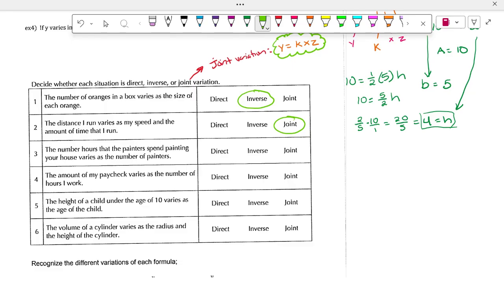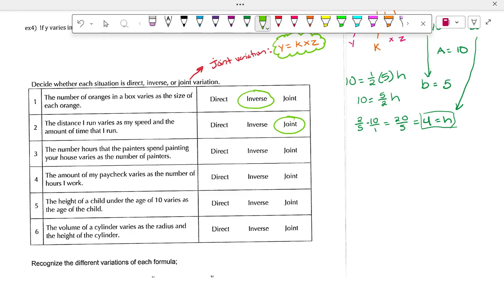So the number of hours that the painters spend painting your house varies as the number of painters. Do you think that's direct, inverse, or joint? There's only 2 variables, so it can't be joint. Joint has 3 variables. Direct. So the number of hours they spend depends on the number of painters.